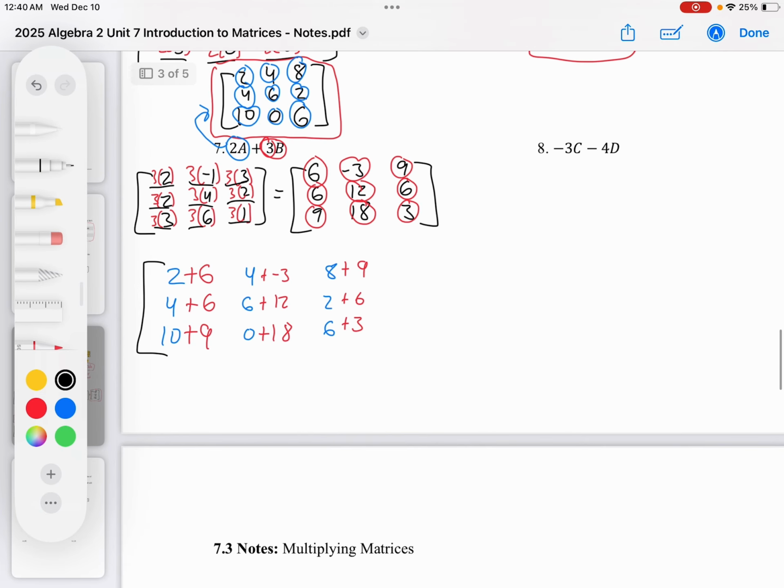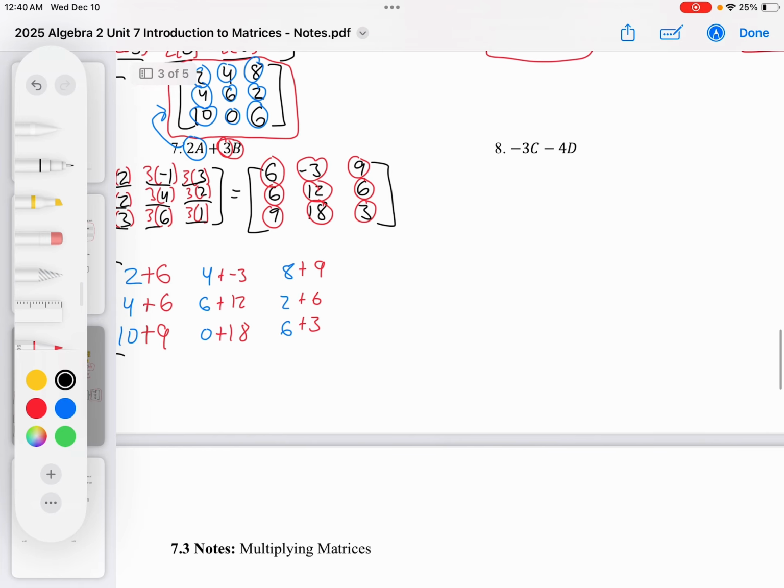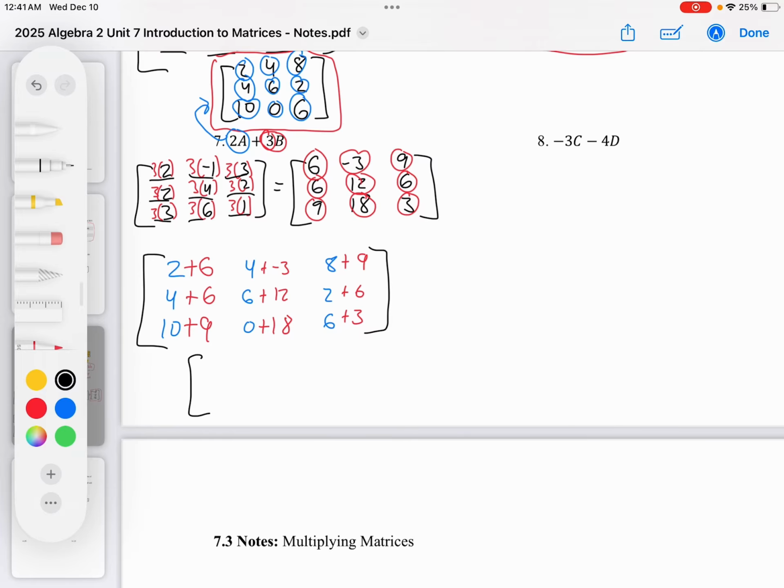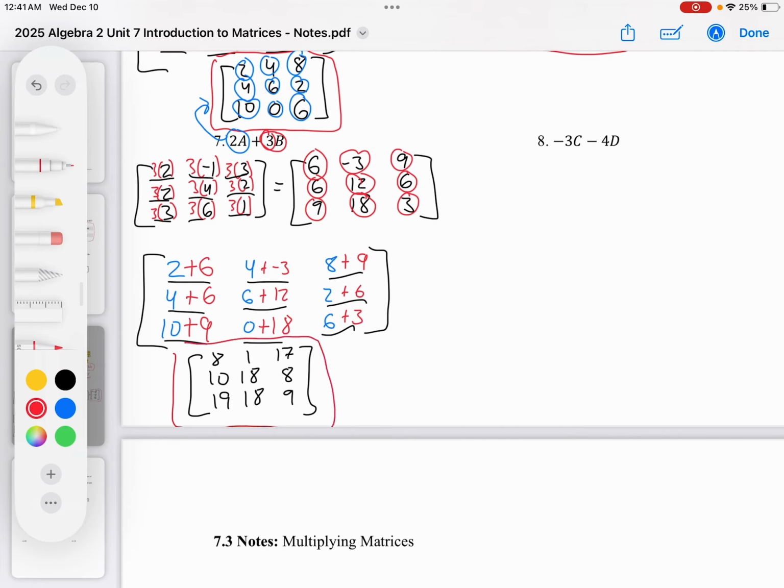Okay, so we've just got some addition problems to do here. 2 plus 6 is 8, 4 plus 6 is 10, 10 plus 9 is 19, 4 plus -3 is 1, 6 plus 12 is 18, 0 plus 18 is 18, 8 plus 9 is 17, 2 plus 6 is 8, and 6 plus 3 is 9, and so this is our answer. This is what we get after we've scaled our matrices and then added them together.